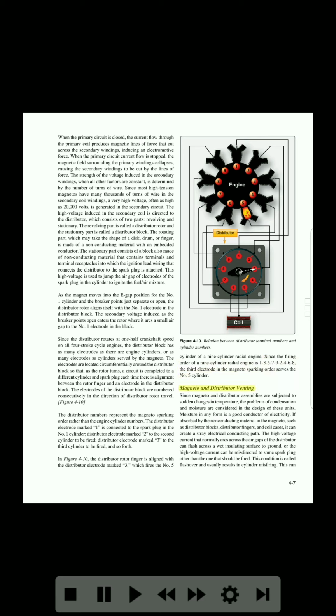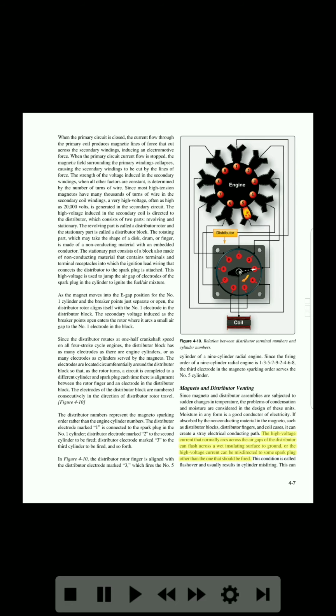Magneto and distributor venting. Since magneto and distributor assemblies are subjected to sudden changes in temperature, the problems of condensation and moisture are considered in the design of these units. Moisture in any form is a good conductor of electricity. If absorbed by the non-conducting material in the magneto, such as distributor blocks, distributor fingers, and coil cases, it can create a stray electrical conducting path.